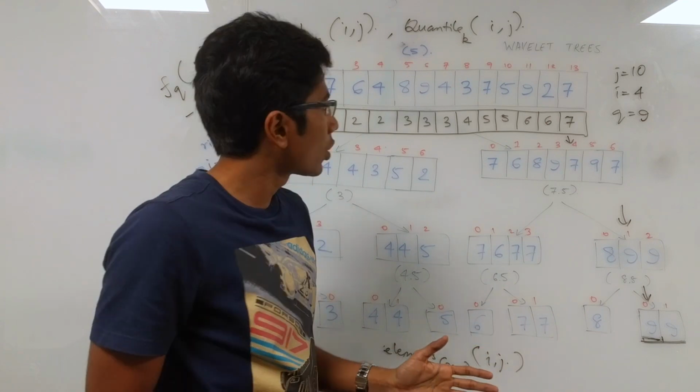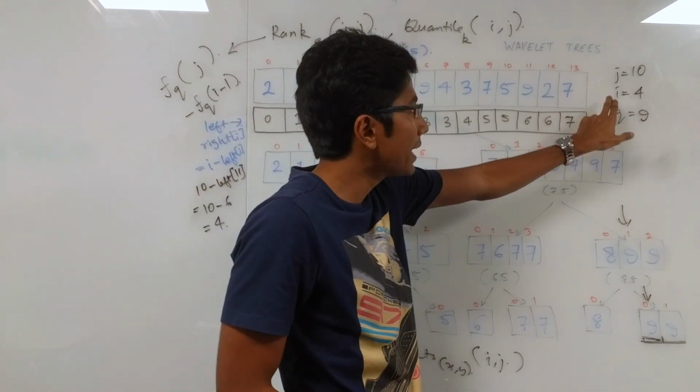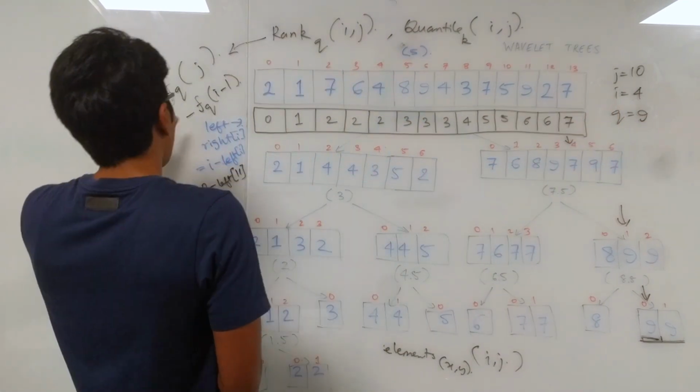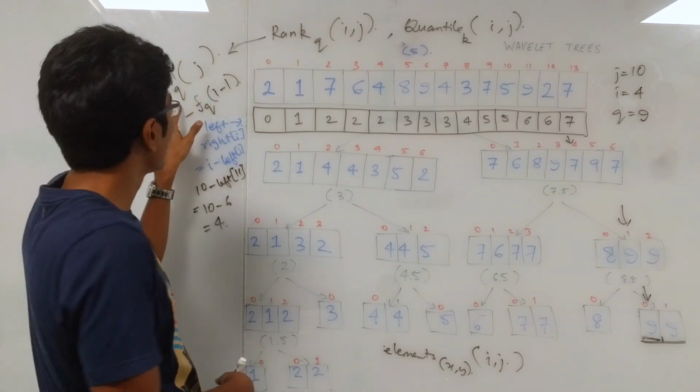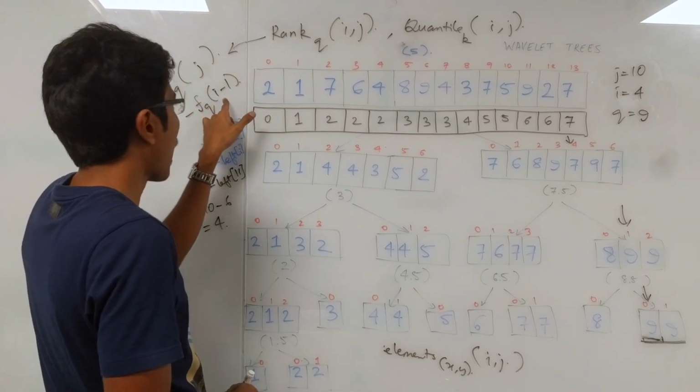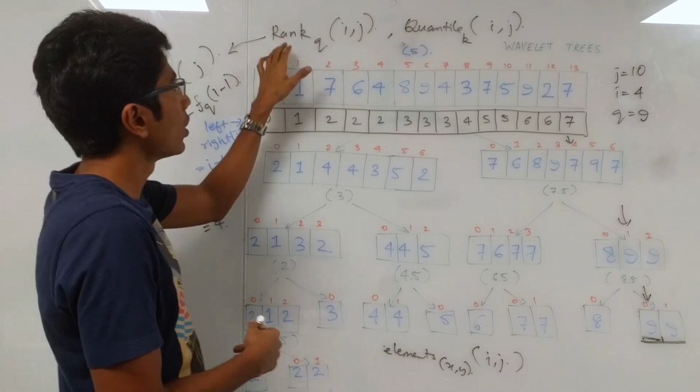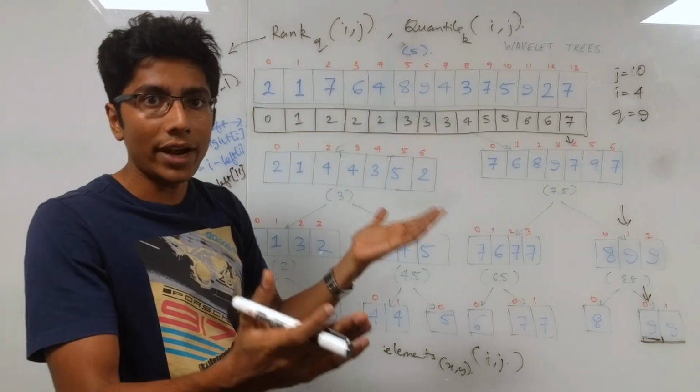And of course, if you can answer for any arbitrary j, you can answer for any arbitrary I also. So f of j with q minus f of I minus 1 with q is going to give you the rank of q in that range I to j.